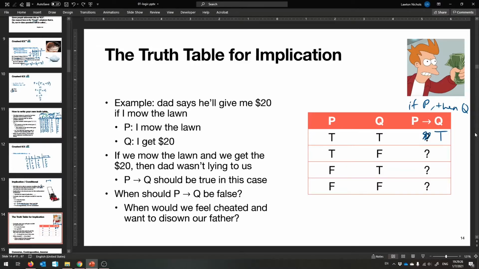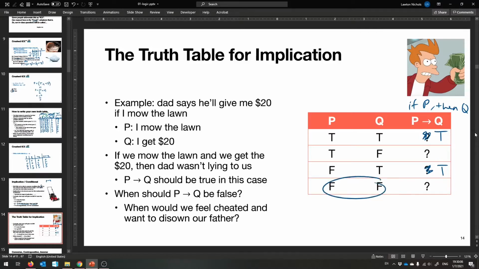So, if I didn't mow the lawn, but Dad decided to give me $20 anyway, we're in this case. So in that case, anything really goes, and I can't really say much about if P then Q, because I didn't uphold my end of the bargain, but I somehow was $20 richer. So we're going to call this statement true in this case, because I failed to uphold my bargain, so I can't say anything about if P then Q. It probably could have been true. So we're going to take the benefit of the doubt from Dad.